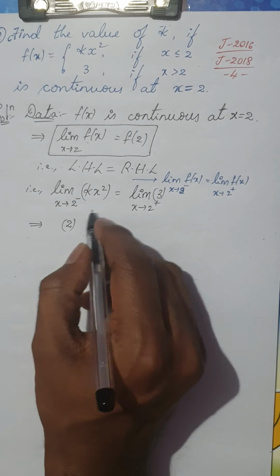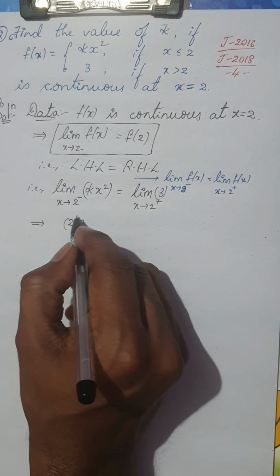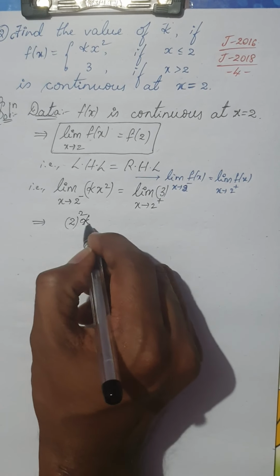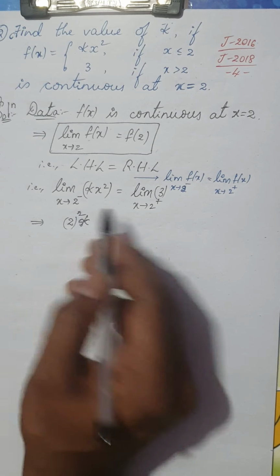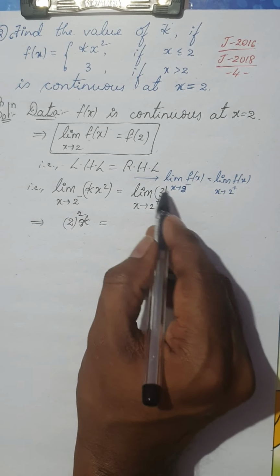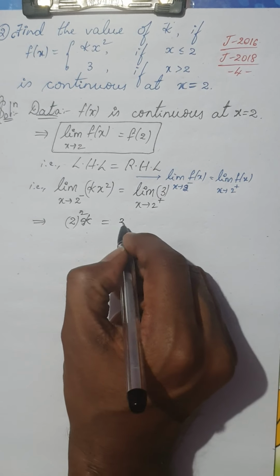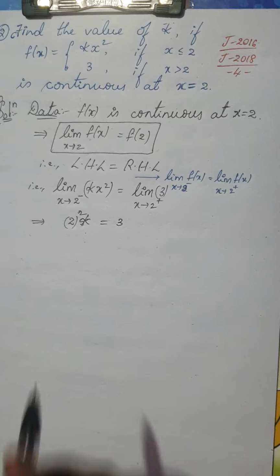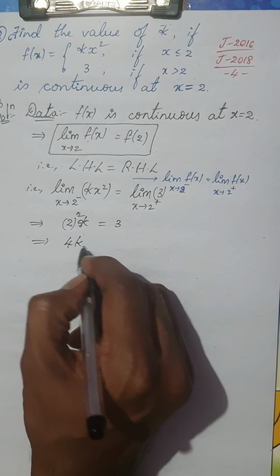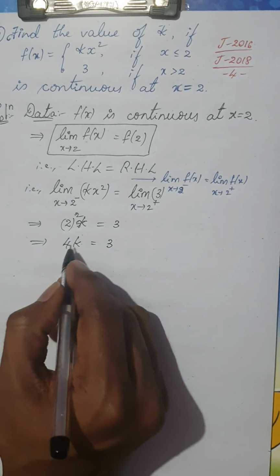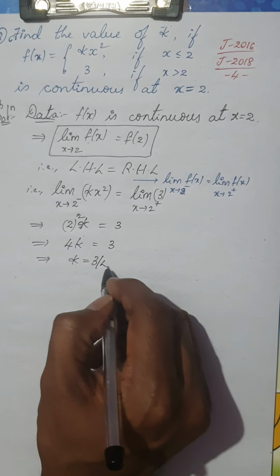I have to substitute for x. In place of x I put 2, so 2 square into k, I take it as it is. This is equal to, since the function is independent of x, it will remain as 3. This implies, what is 2 square? 2 square is 4, so 4 into k is equal to 3. This implies k is equal to 3 by 4.